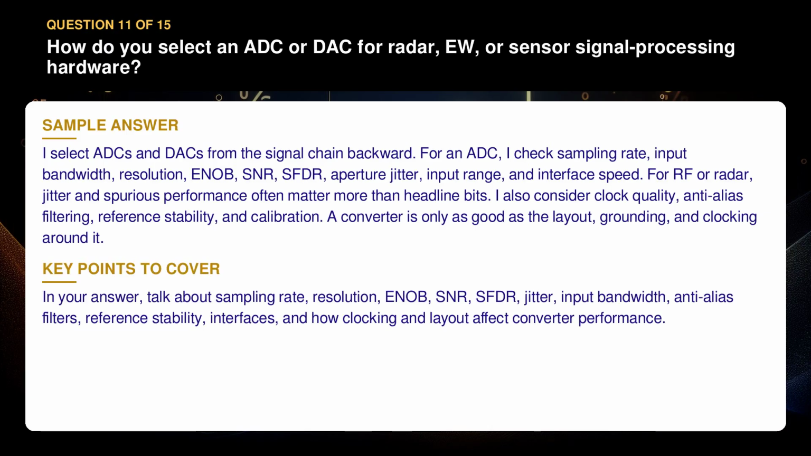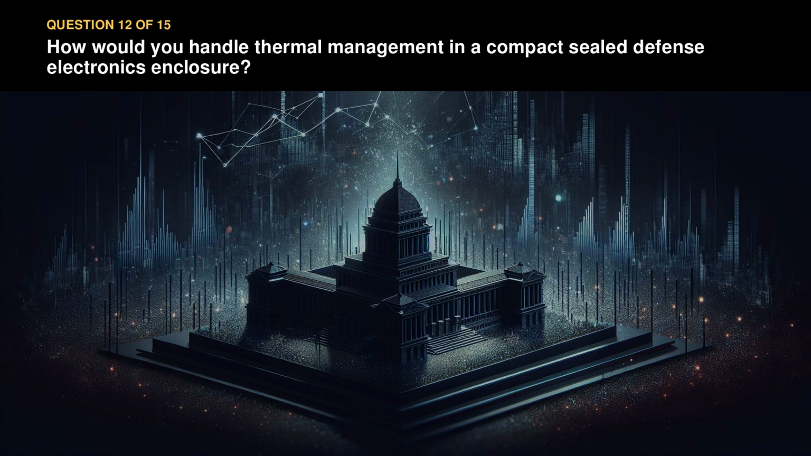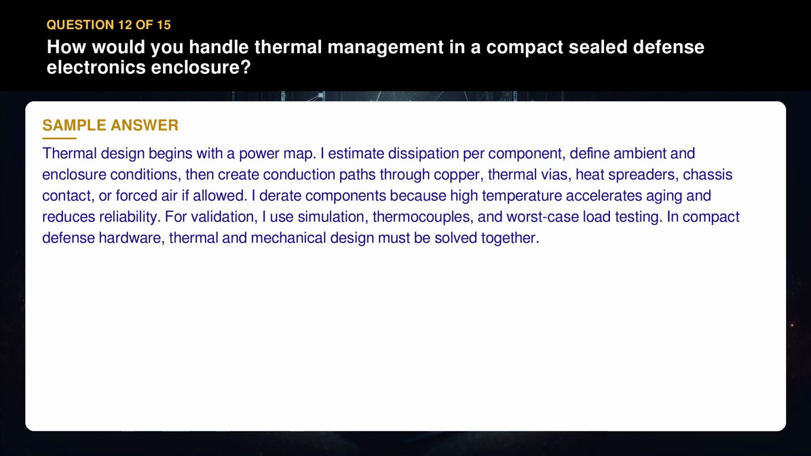In your answer, talk about sampling rate, resolution, ENOB, SNR, SFDR, jitter, input bandwidth, anti-alias filters, reference stability, interfaces, and how clocking and layout affect converter performance. Question 12. How would you handle thermal management in a compact sealed defense electronics enclosure? Thermal design begins with a power map. I estimate dissipation per component, define ambient and enclosure conditions, then create conduction pads through copper, thermal vias, heat spreaders, chassis contact, or forced air if allowed.